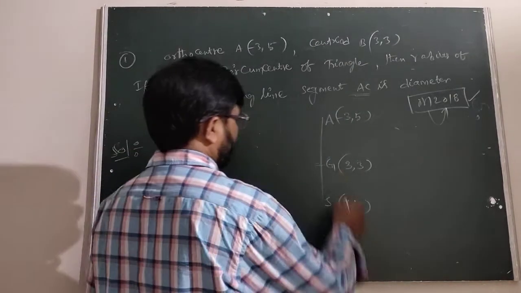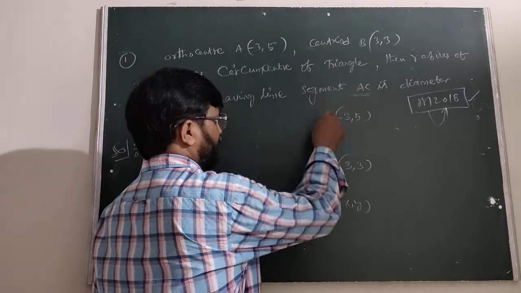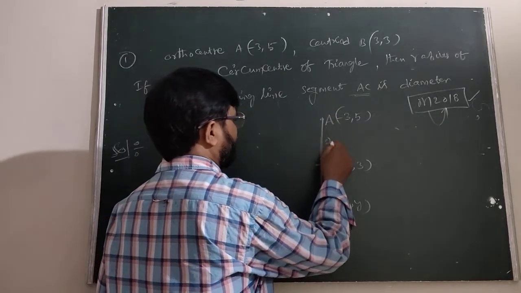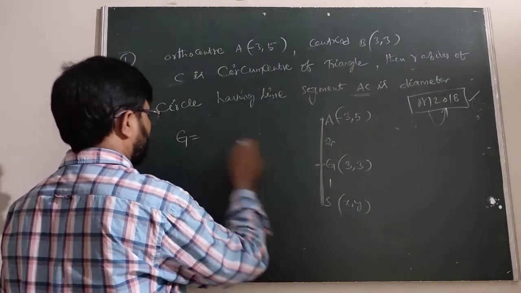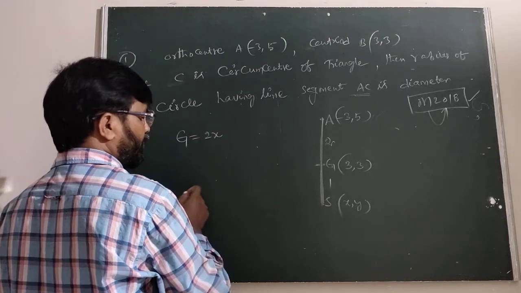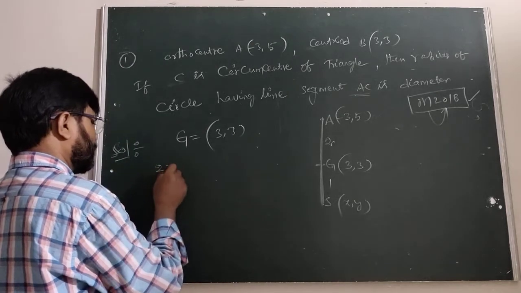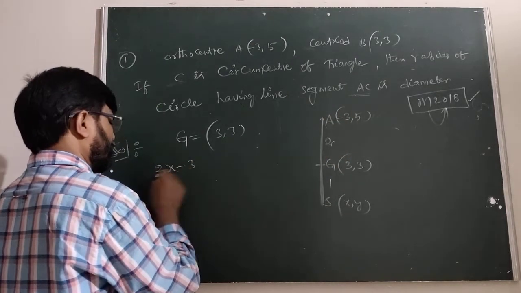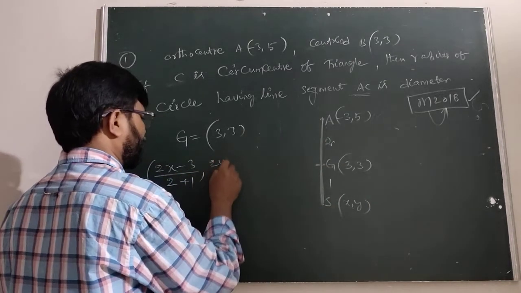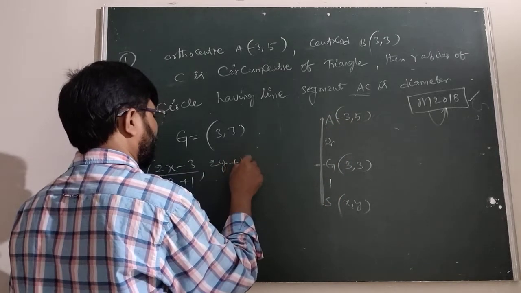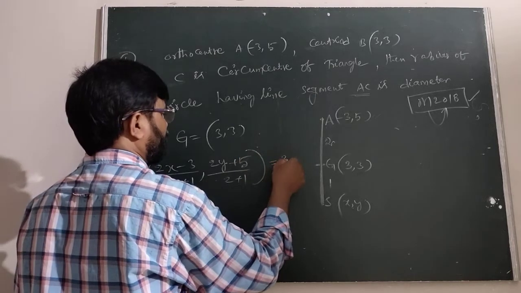Now we have to know that the centroid divides the line segment joining the orthocenter and the circumcenter in the ratio 2:1. Therefore G equals ((2x + 1(-3))/(2 + 1), (2y + 1(5))/(2 + 1)), which equals (3, 3).